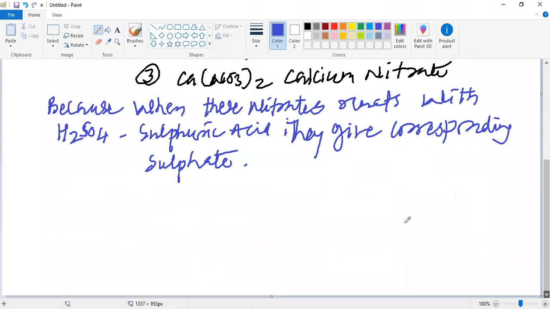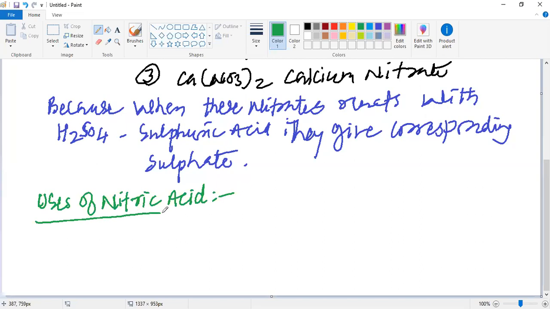Now, my dear students, we want to study about the various uses of nitric acid. Which are the various uses of nitric acid? Let us study the uses of nitric acid. What could be the various uses of nitric acid? That is what we need to understand. My dear students, first use we can write for our nitric acid is: nitric acid is used in the preparation of ammonium nitrate.